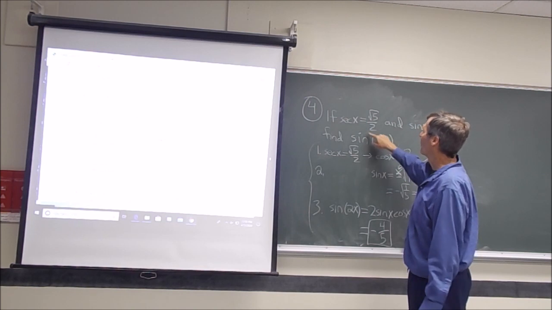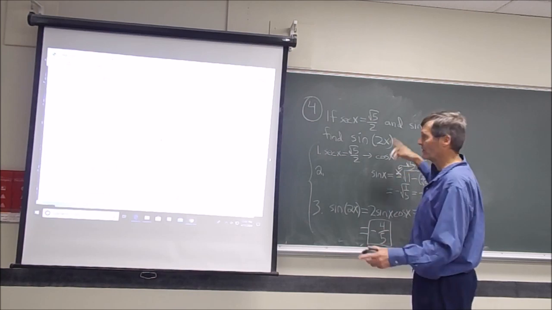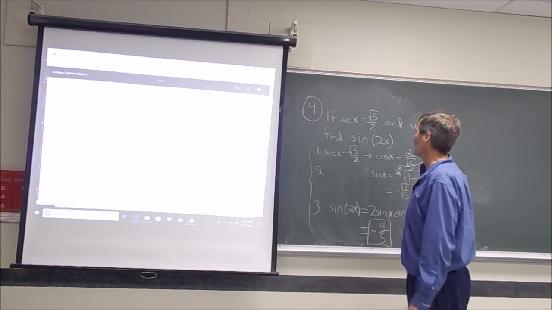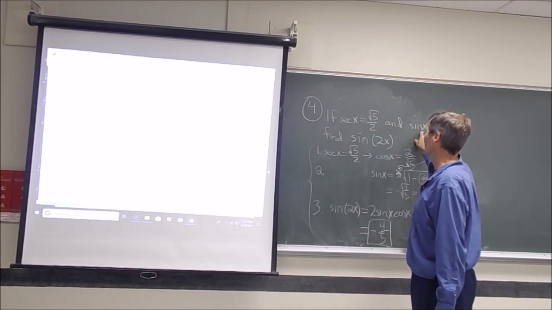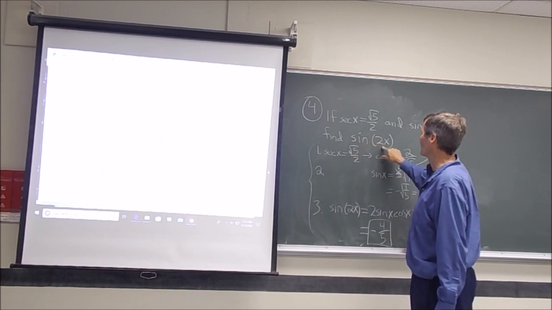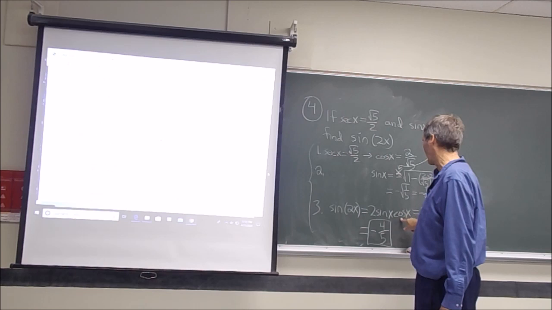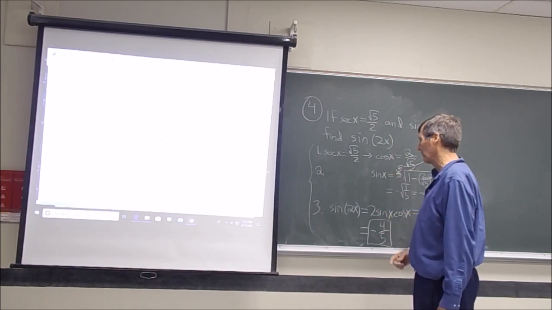Remember that if you know one trig function and the sign of an unrelated one, plus or minus, then you can find all 6 trig functions. So I know I can find sine, cosine, tangent, cotangent, secant, and cosecant of x, all of those, because of this information. Now if I'm asked to find sine of 2x, I know there's a double angle identity. Sine 2x is 2 sine x cosine x. So once I have all these trig functions, I can evaluate the sine of 2x.